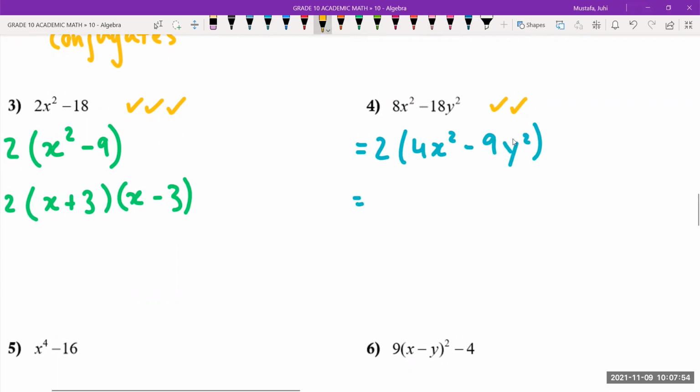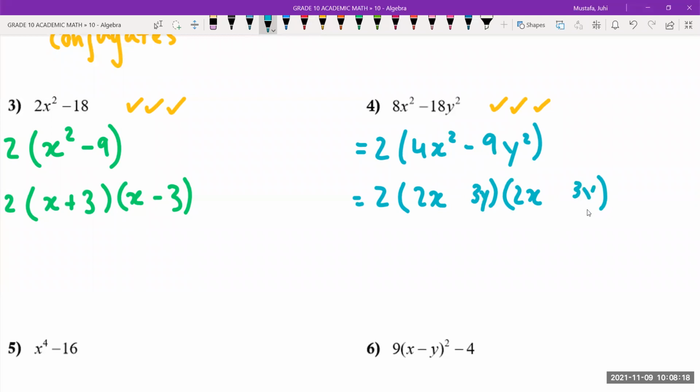Okay, now let's look at what's inside the bracket. Are 4 and 9 perfect squares? Yeah, so now all 3 conditions are met. We can go ahead and try to factor this. So what is the square root of 4x squared? 2x and 2x. What is the square root of 9y squared? And the signs are going to be positive and negative.